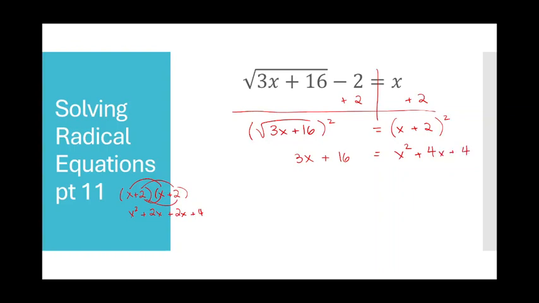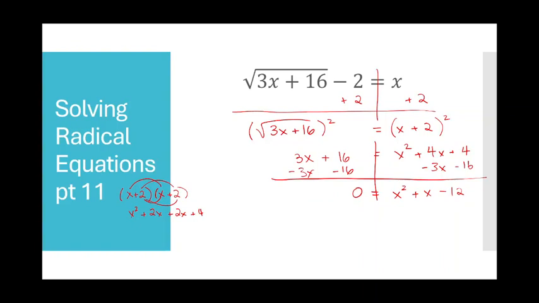Now that there's an x squared term in this equation, we have a quadratic. And how are we going to solve a quadratic? We need to get it completely equal to 0 on one side, and then we can use maybe factoring, maybe the quadratic formula to try to solve for x. So let's move this 3x and this 16 to the other side. See what we've got. 0 equals x squared plus x minus 12.